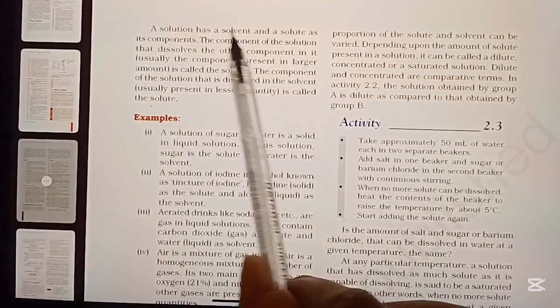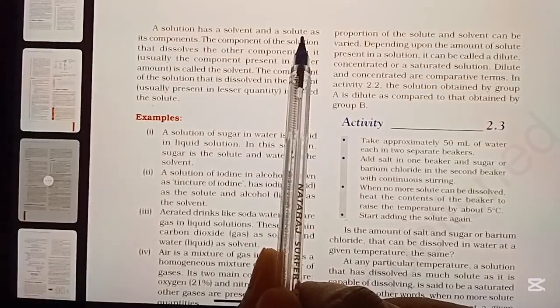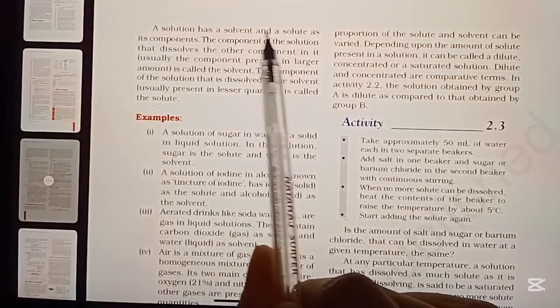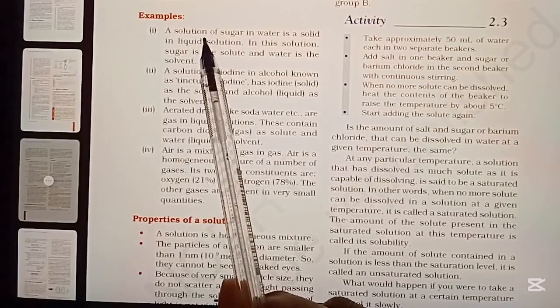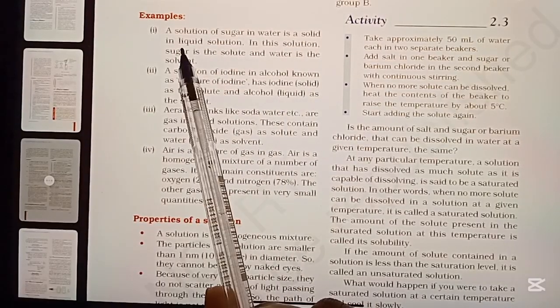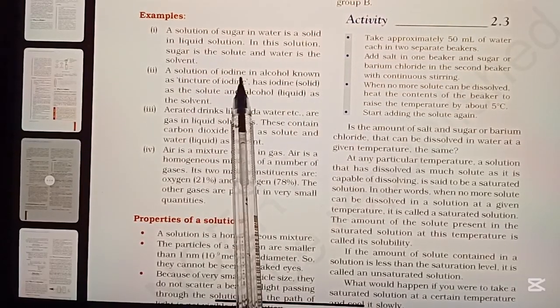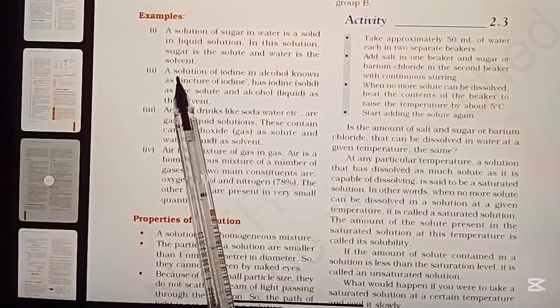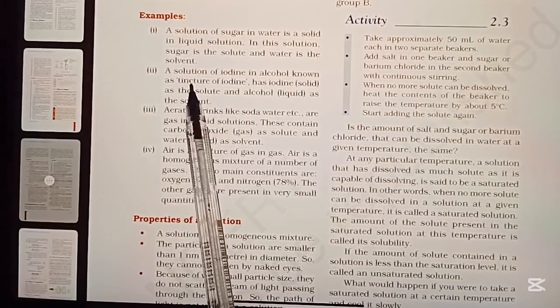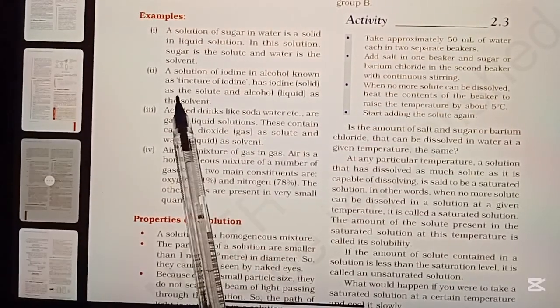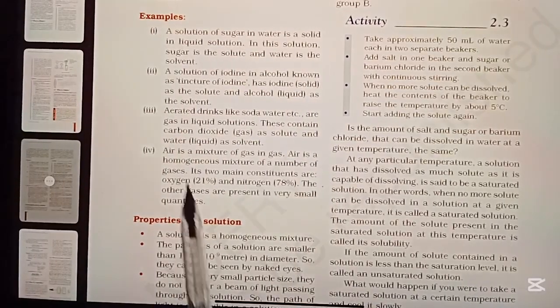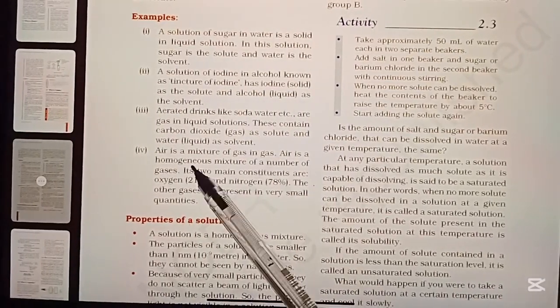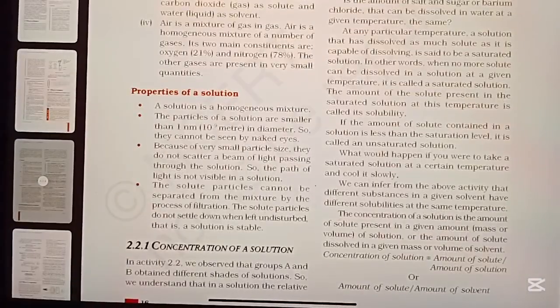Basically, a solvent plus a solute will give you a solution. So these are the components of a solution. Now let's look at examples of solution. A solution of sugar and water is a solid and liquid solution. A solution of iodine and alcohol is also known as tincture of iodine. This is important. Tincture of iodine has iodine as a solute and alcohol as solvent. Basically, these examples are very important and can be asked for MCQs or even assertion reasons.